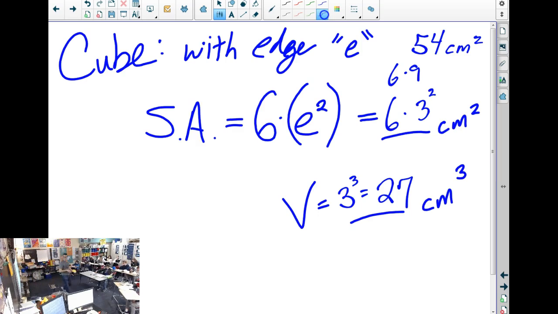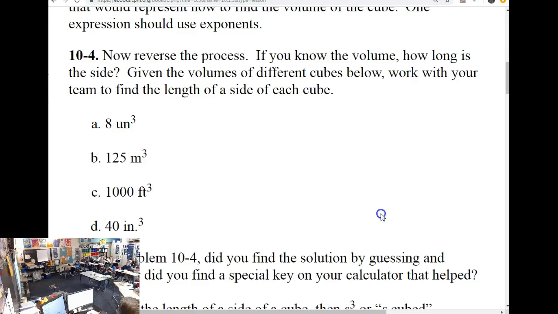Okay. So in 10.4, we're going to skip 10.3. In 10.4, if these are the volumes of the cubes, find their respective edge lengths. So if those are the volumes of a given cube, they're all different cubes. What is the edge length of that cube? So essentially take the cube root.